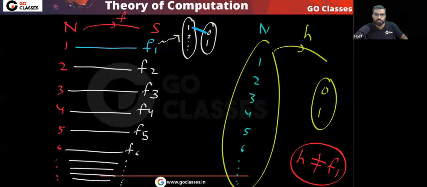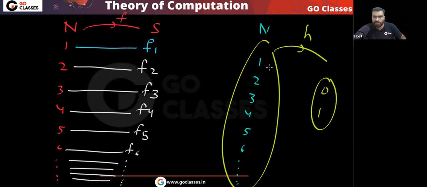Then in this h, what will you do? Please understand. Let's assume in this f1, 1 is mapping to 0. This f1 is a function from N to {0, 1}, agree? So in this h, what will 1 map to? In this h, 1 will map to 1. Understood? Now can I say h is different from f1? Yes, h is different from f1, right?